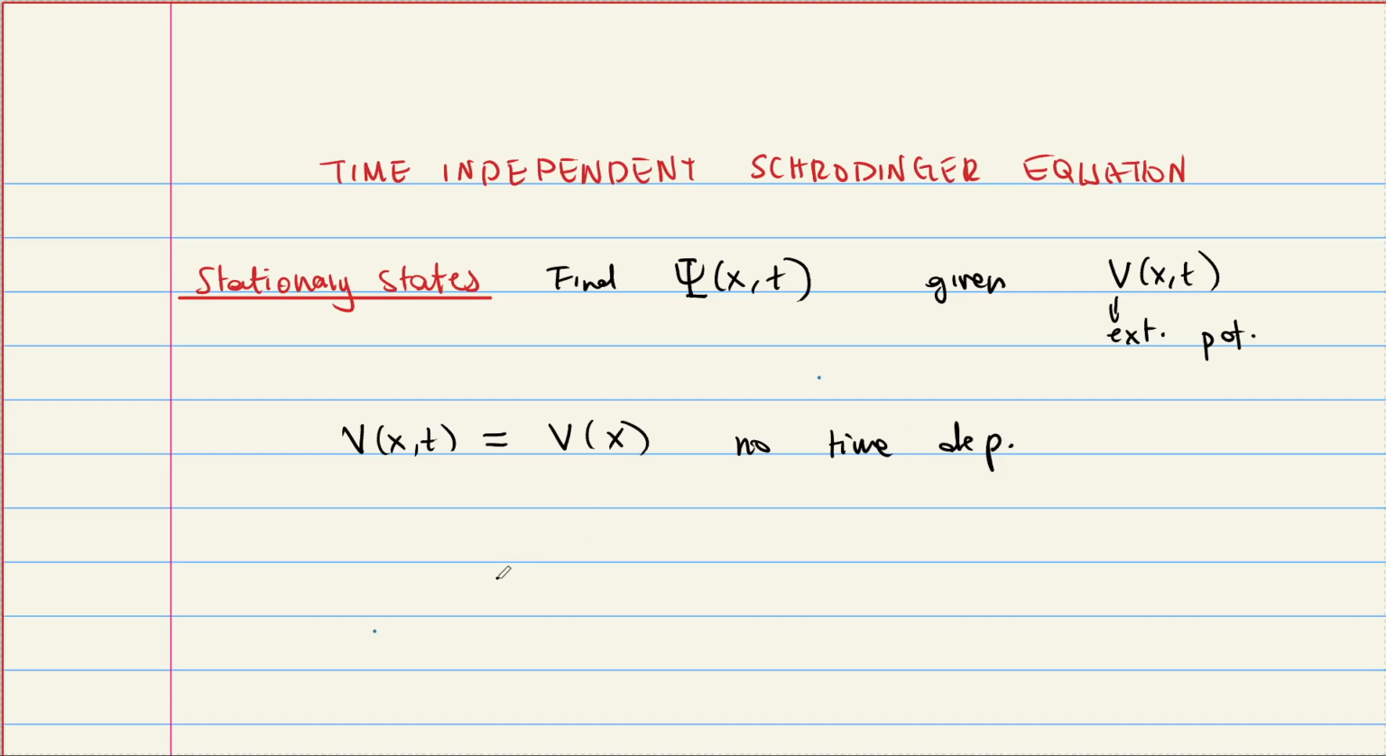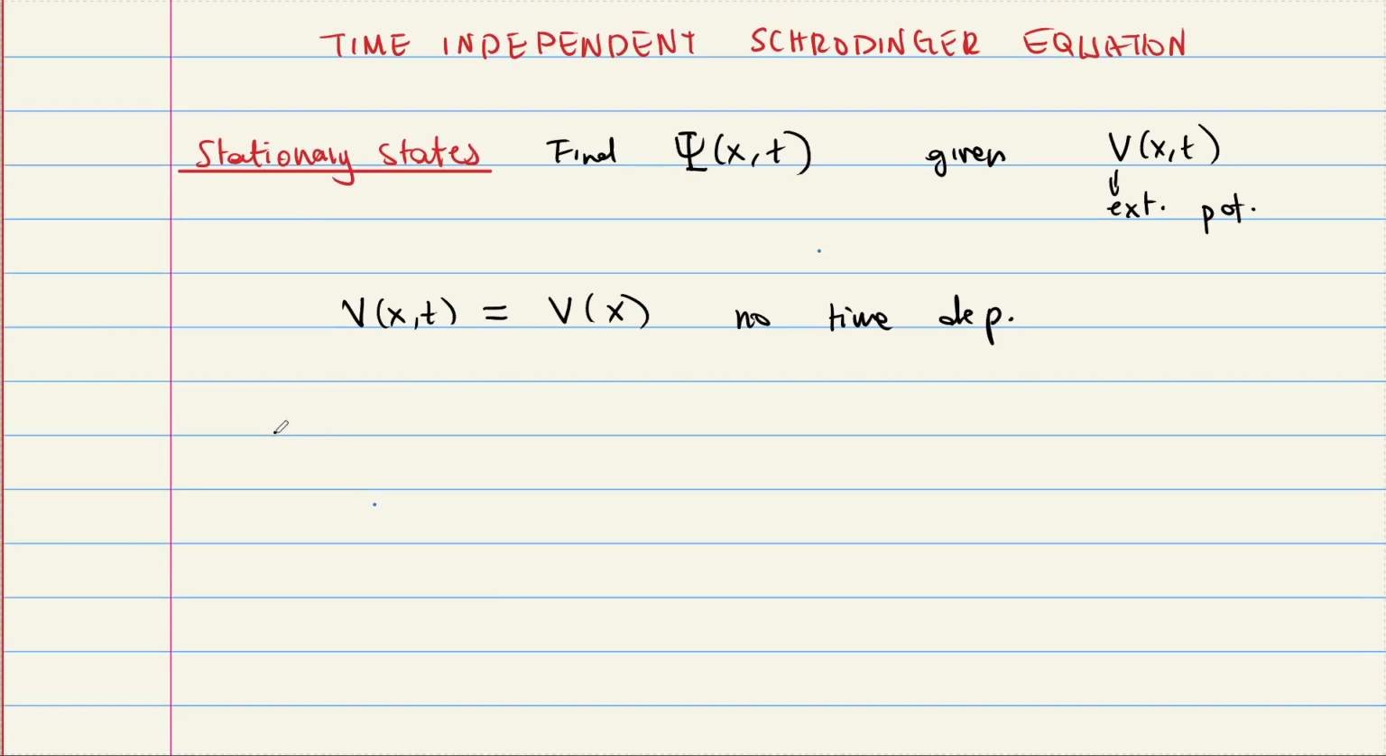If this is the case, we try separable solutions. And separable solutions are like, I'll try to be careful with this. Use uppercase psi for the full solution, lowercase psi for the x dependent part, and var phi, this curly phi, for the time dependent part. And the job now is to plug this into the Schrödinger equation and see what it gives us.